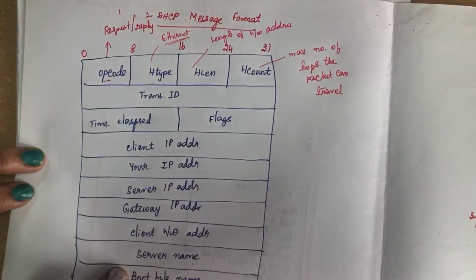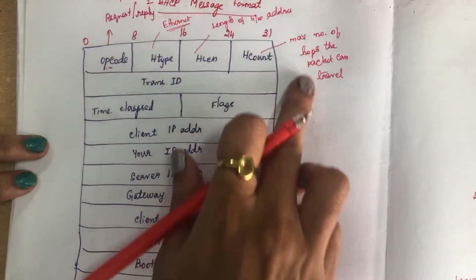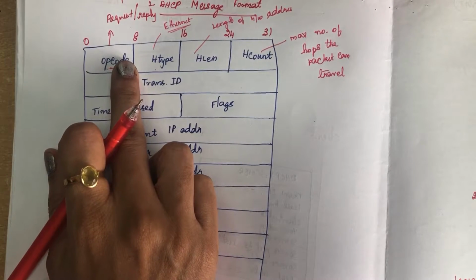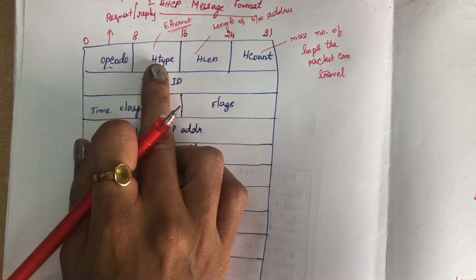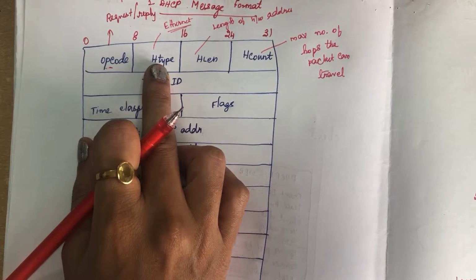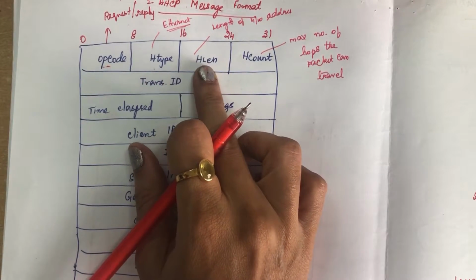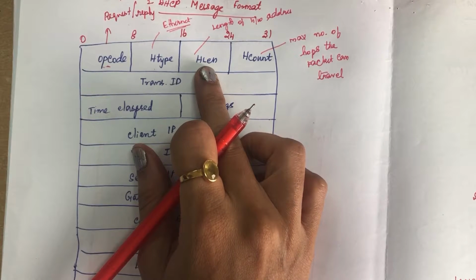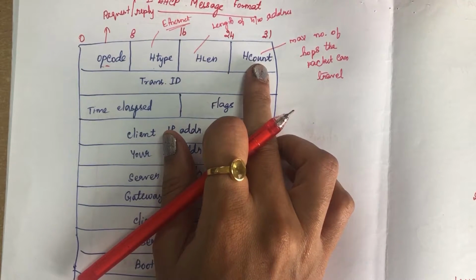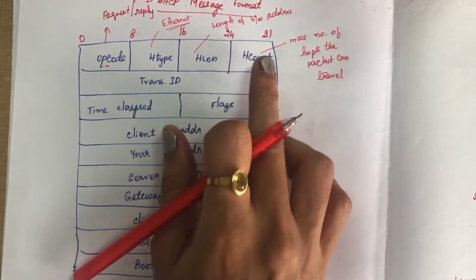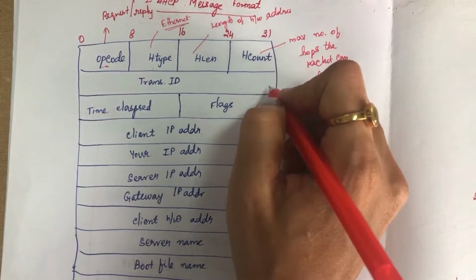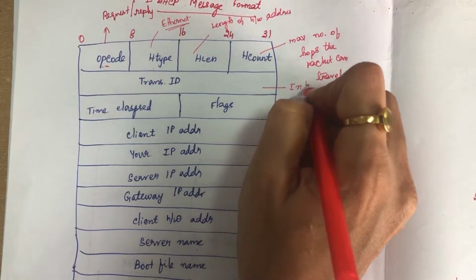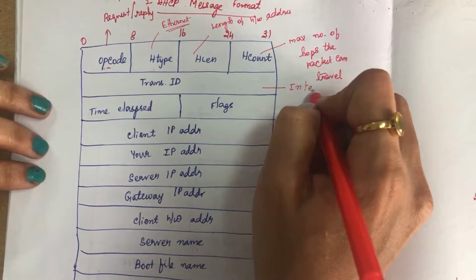Whenever you want to use DHCP, you have to use this message format. The first option will tell you whether it is a request or reply. The second option is hardware type, which will tell you what type of hardware address you are going to use. The next is hardware length, which will tell you the length of the hardware address. And hop count will tell you the maximum number of hops that the packet has to travel. And then the transaction ID. This is an integer number set by the client.